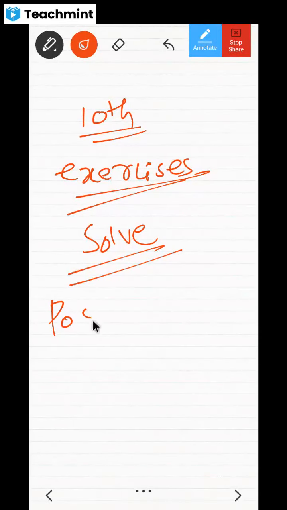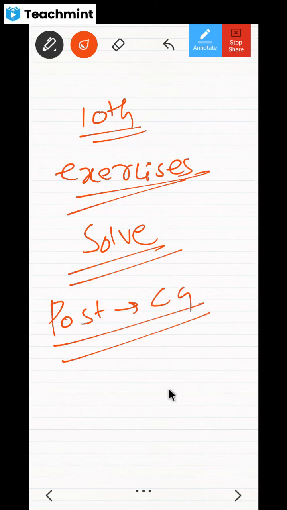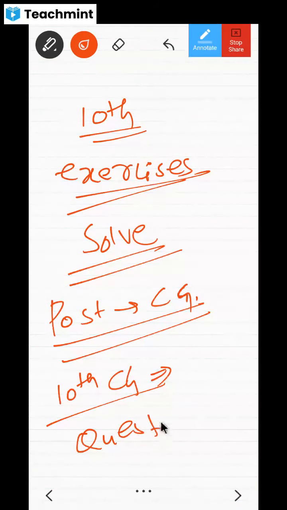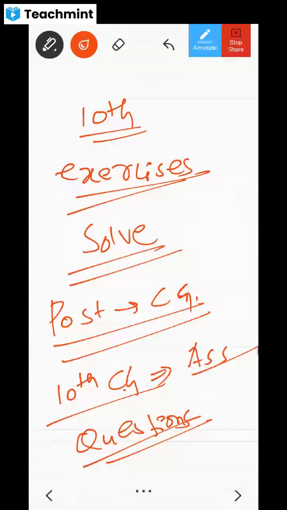You want me to post that coordinate geometry 10th standard chapter in your group? Yes, sir. Immediately after the class, I'll post that so that you can solve those problems also. And that is an assignment. All the questions of 10th standard coordinate geometry are assignments for you. Will you submit that by next Monday? Yes, sir. Next Monday, all the questions have to be solved and submitted as assignment. Clear, dear children?